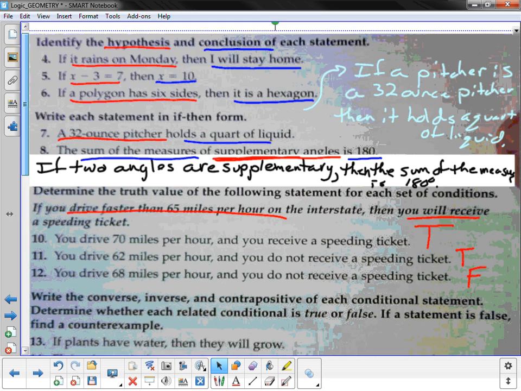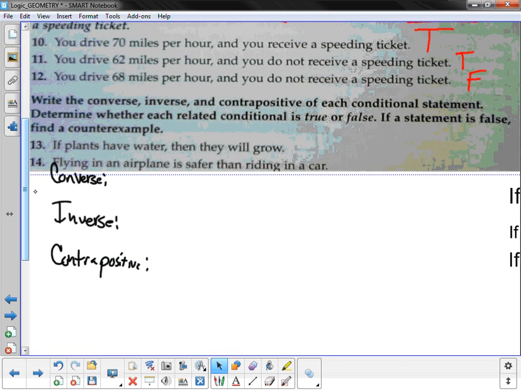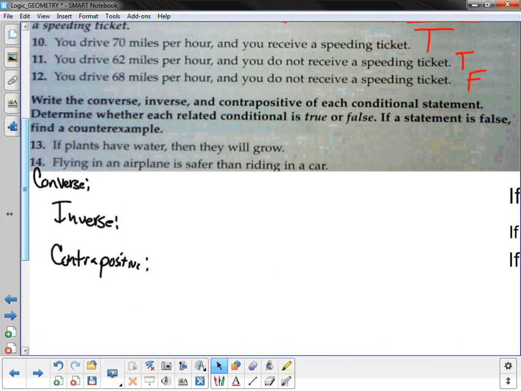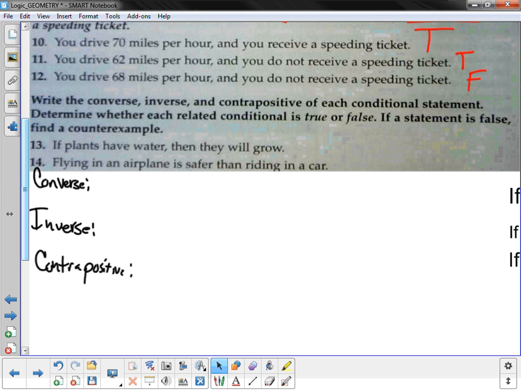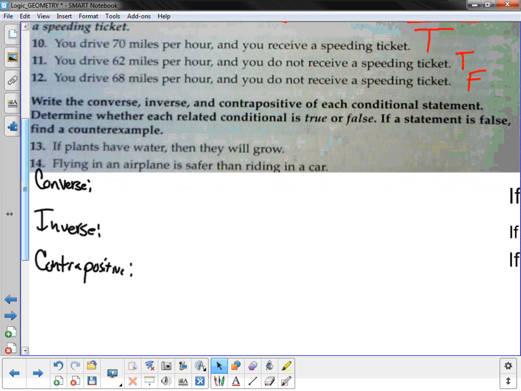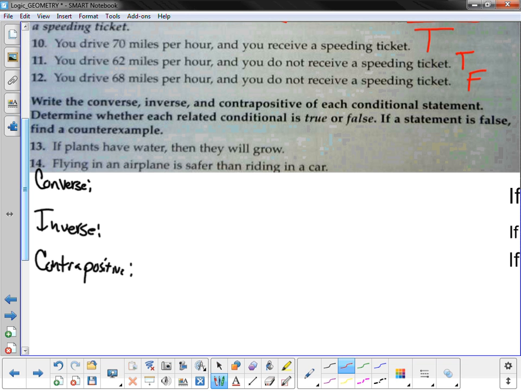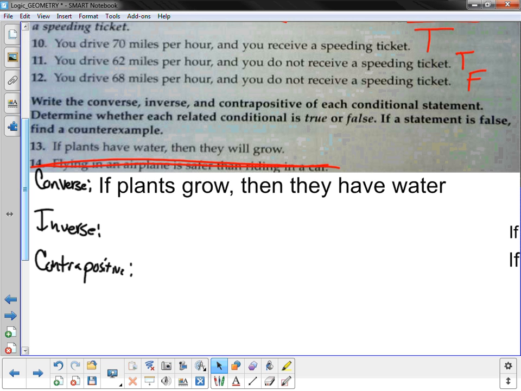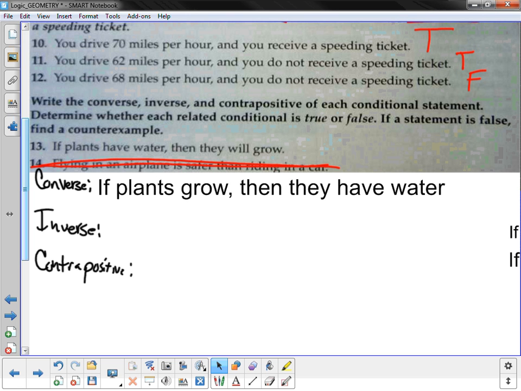Now, the last set here is we have to be able to write the converse, the inverse, and the contrapositive of any statement. And we're just going to look at number 13 there, so let's ignore this one here. Number 13: if plants have water, then they will grow. Our converse of that is to flip the hypothesis and the conclusion. So if plants grow, then they have water. That would be our converse. All I did was switch the grow and they have water.